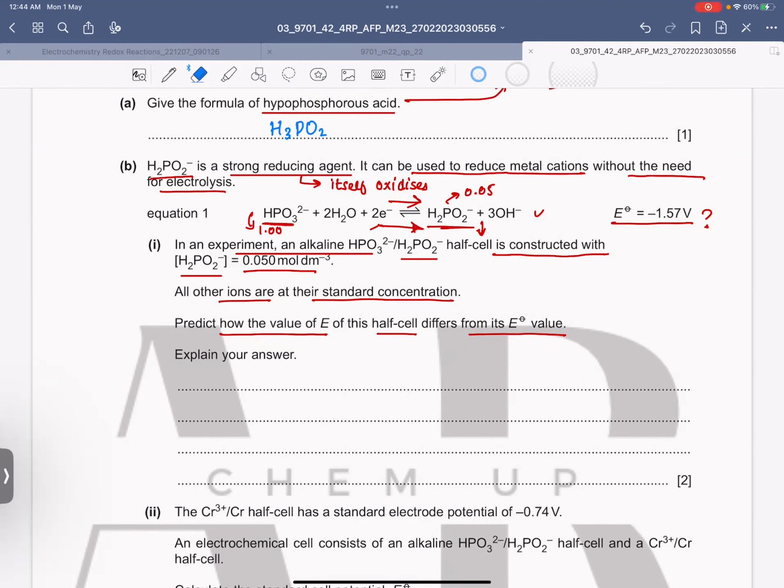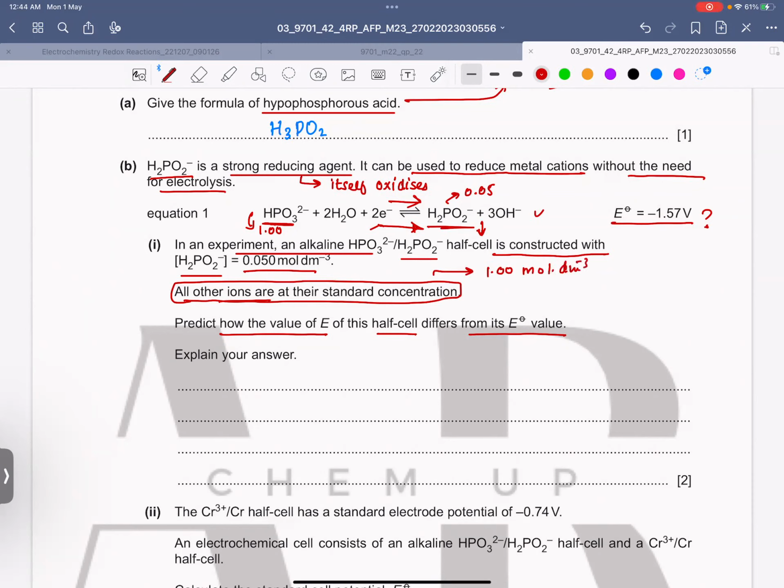Okay. Sir, how do you know that its concentration is 1? From this statement, that all the other ions are at standard conditions. So standard condition says that when there is a standard condition, then the ion concentration is 1 mole per dm³. Okay, sir. Thank you. Standard conditions means 25 degrees Celsius, and for pressure, it must be 1 atm.